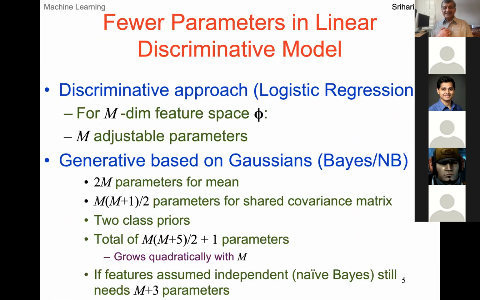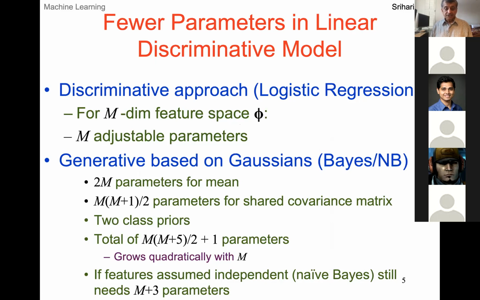This slide is an interesting one: fewer parameters in the linear discriminative model. The discriminative approach, logistic regression for an m-dimensional feature space phi, has m adjustable parameters. So if you are using m basis functions, then we need m parameters. That's it. We have to estimate m parameters from the data set.